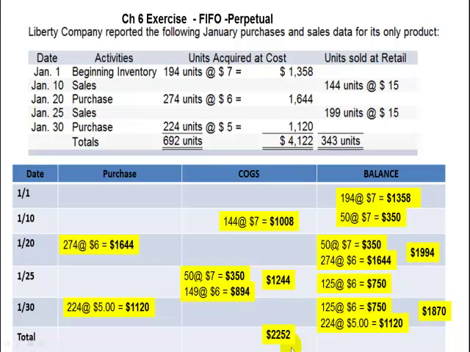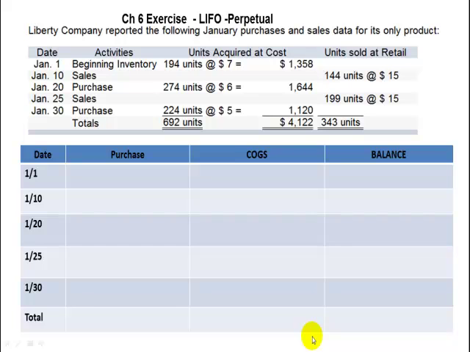And our total cost of goods sold for this FIFO January period would be the $1,008 and the $1,244, to come up with a total of $2,252. So now it's time to go to the fourth method, which would be LIFO.